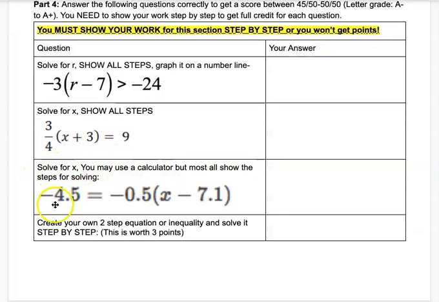Okay, this problem here, solve for x. I see x is inside parentheses, so I want to get rid of what's outside the parentheses first. So I'm going to divide both sides by that number, and then you'd be left with a simple equation to solve. And then the last problem here is just to create your own two-step equation like any of the ones here, but it needs to be different, and then you want to solve it step by step. So be creative on that.